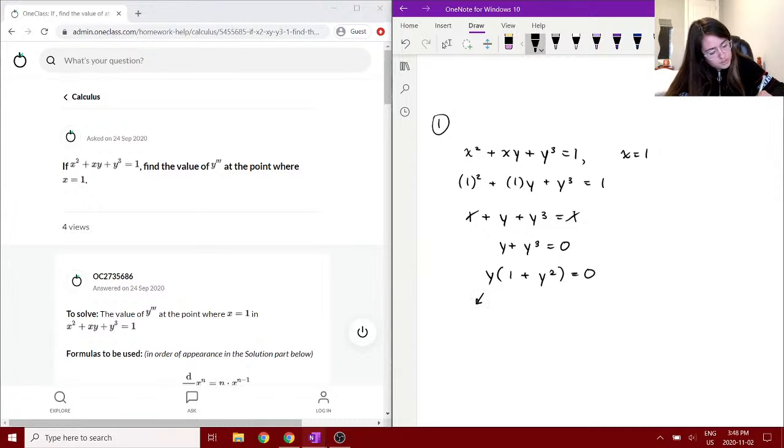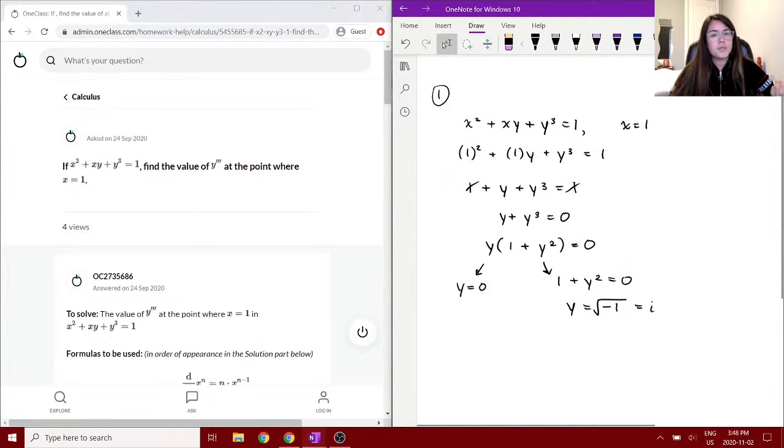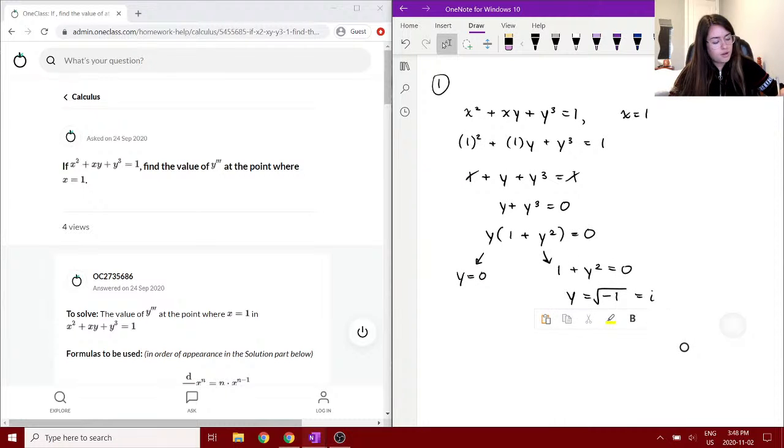And this will give you two different solutions. So we get y equals 0, since we're just taking the two different parts separately. And we have 1 plus y squared equals 0. Then you can rearrange it and we can get y is equal to the square root of negative 1, or you can also say i, the imaginary number. You can also use j if that's what you're more familiar with. And so we're not going to use that as one of the solutions, but we are going to use y equals 0. So now we're going on to the next step.